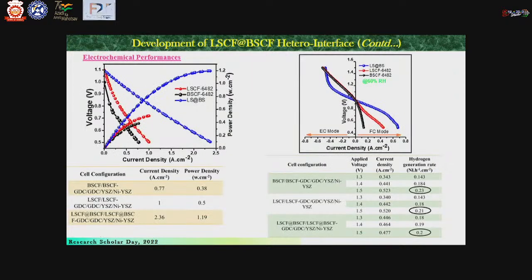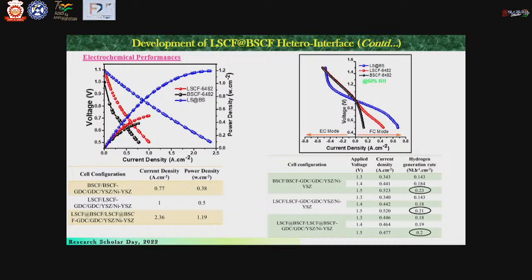Okay, sir. And finally, we performed the electrochemical performance using the single cell configuration, where we have observed that 2.36 amps per centimeter square current density is obtained for the heterointerface material, and in the reversible mode of operation, hydrogen generation flux in the range of 0.2 to 0.23 normal liter per hour per centimeter square is obtained for all three compositions.